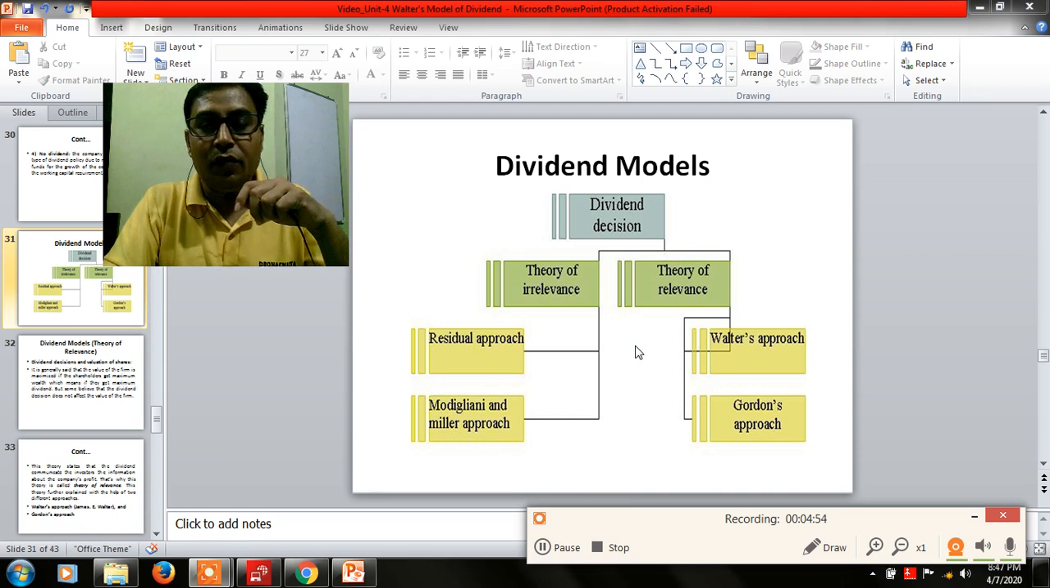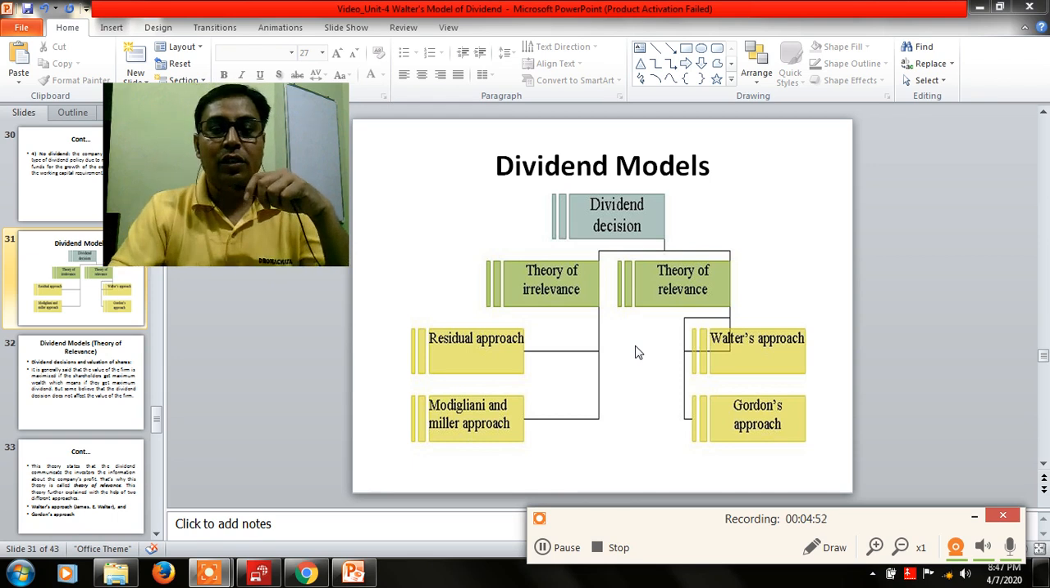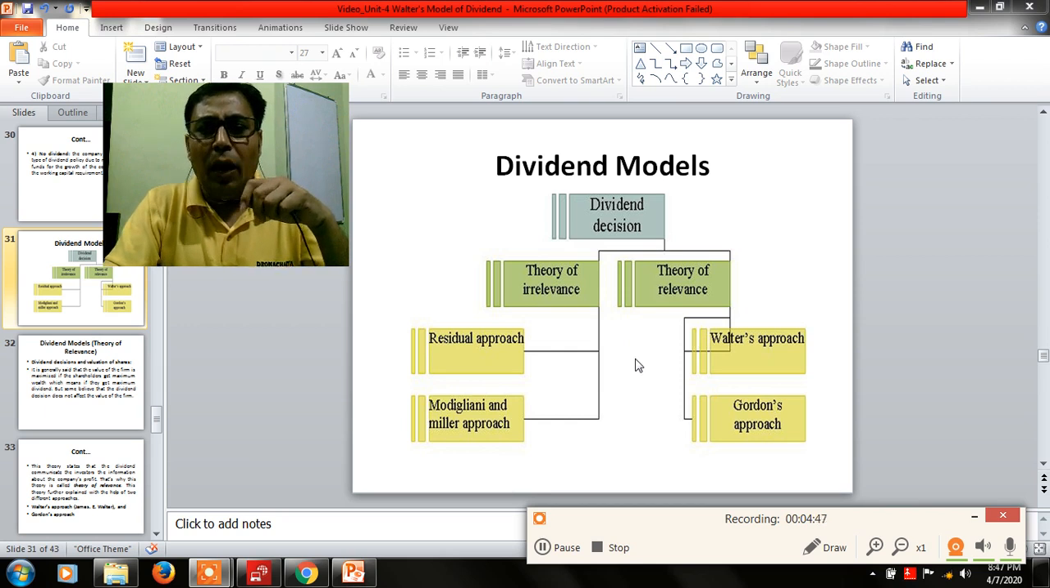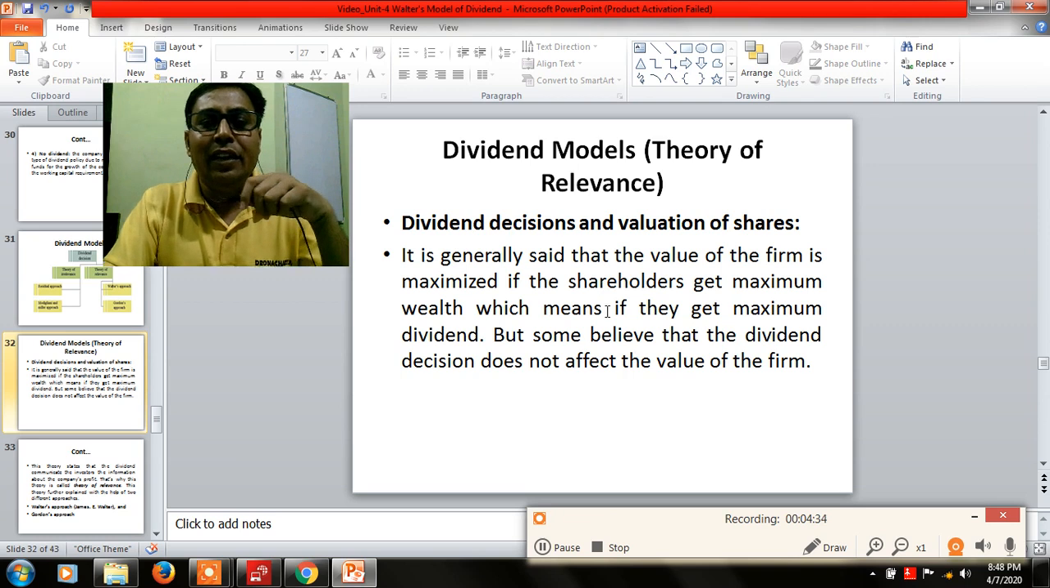Basically, this is part of Corporate Financial Management, Unit 4. In dividend models, there are two approaches. Approach one is the dividend theory of relevance, and approach two is the dividend theory of irrelevance. In this particular lecture, the dividend model to be discussed is the theory of relevance, and this dividend model is given by Walter and Gordon.